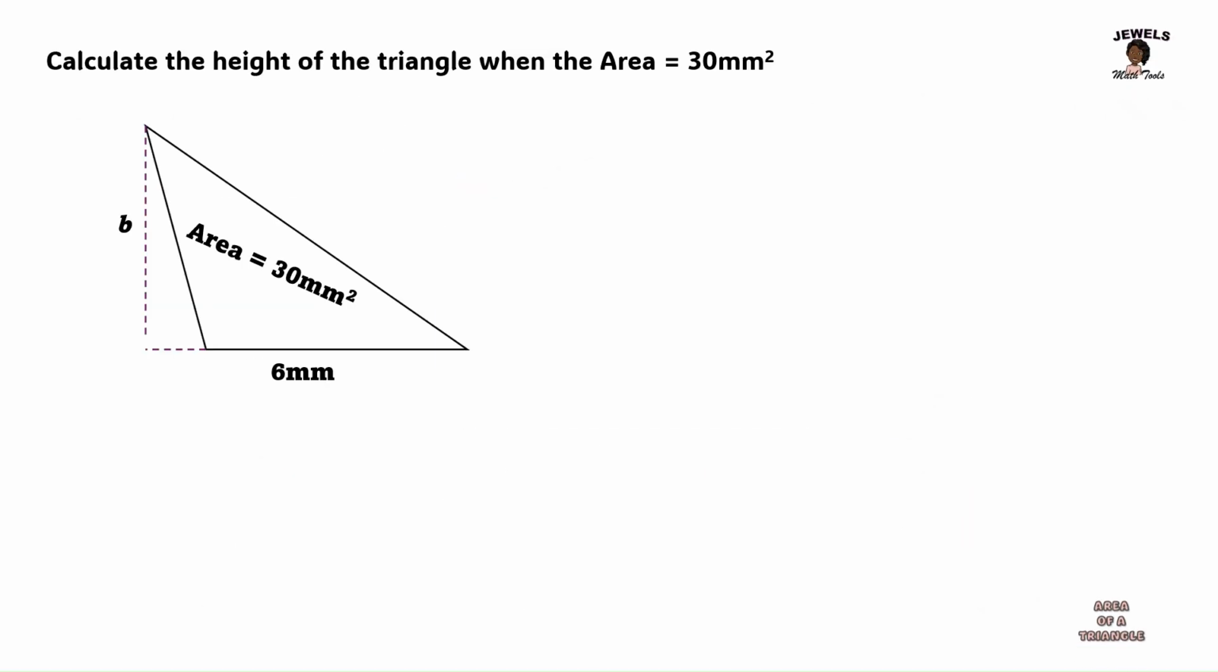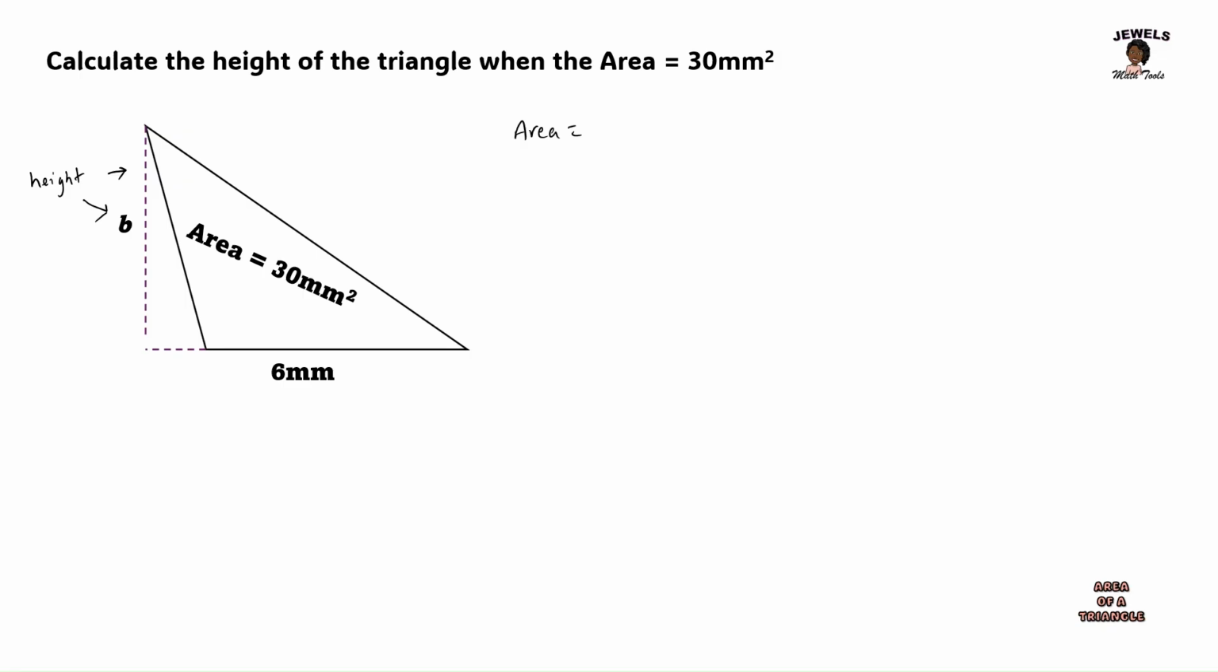So in this example, we are going to be finding the height of our triangle. And as you know, the height is that line that measures from the bottom to the top of the triangle. So our height in this triangle is labeled as B. So we will be using B to replace our height in our working. So let's dive into our formula.